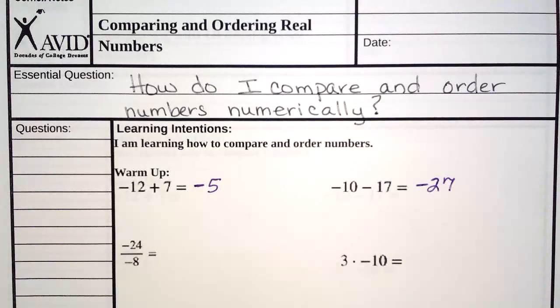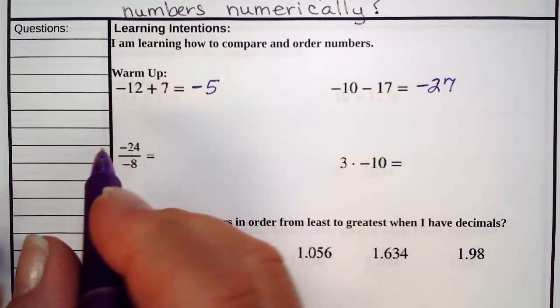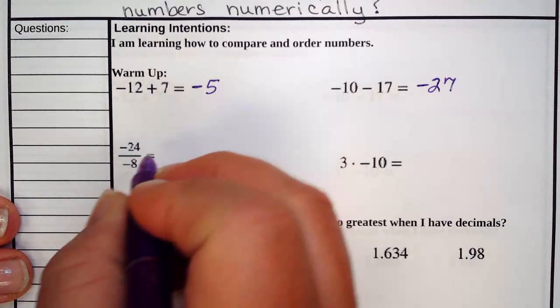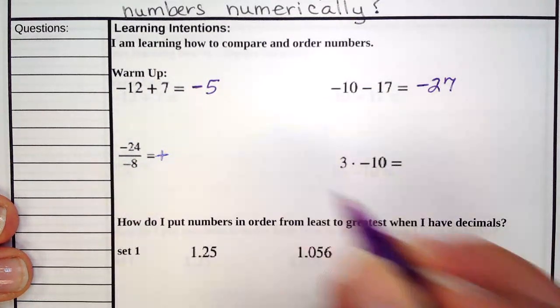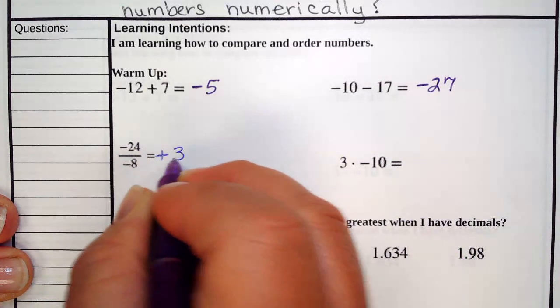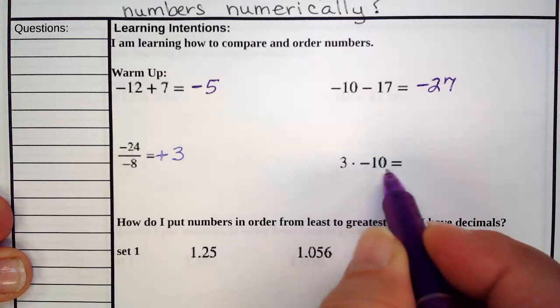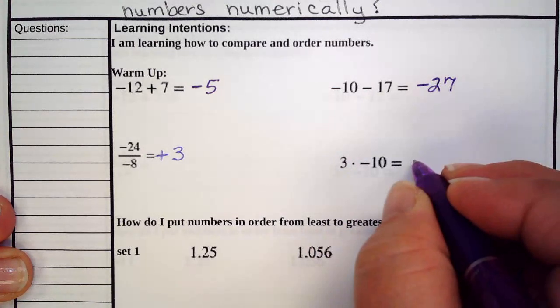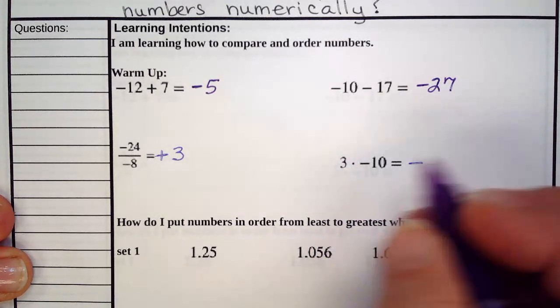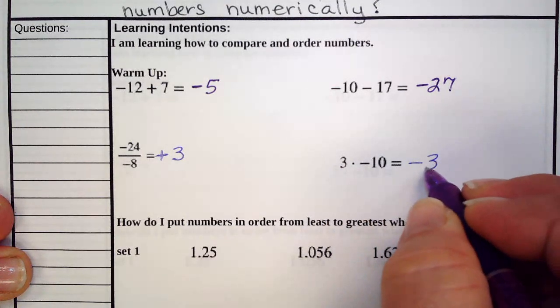What happens though with multiplication and division? We know that negative divided by a negative number is a positive number. 24 divided by 8 is 3. So that becomes a positive 3. We also know that a positive times a negative is a negative. 3 times negative 10 is negative 30.